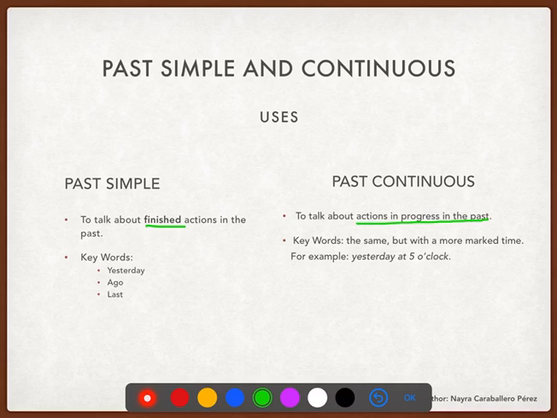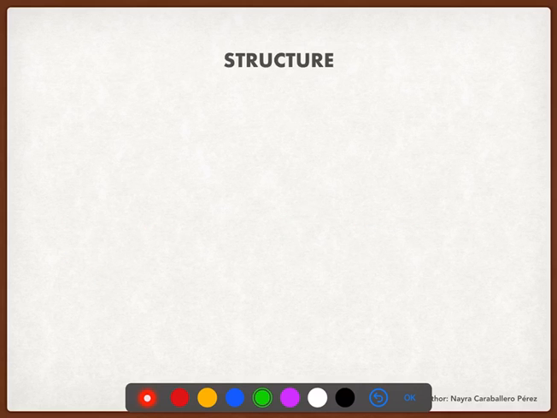For example, he was watching TV yesterday at 6 o'clock in the morning. Okay, in a concrete point of the past, an action was in progress. Okay, so I think you can see it better with these other explanations here.